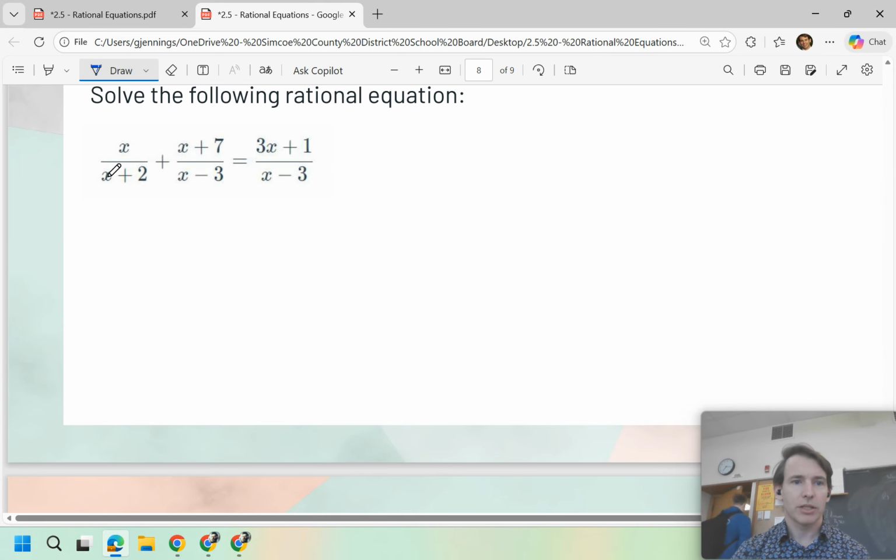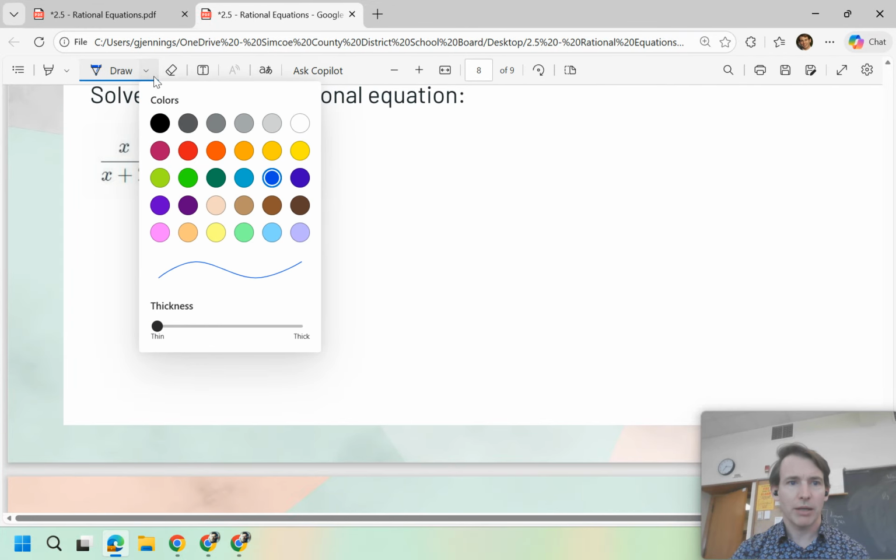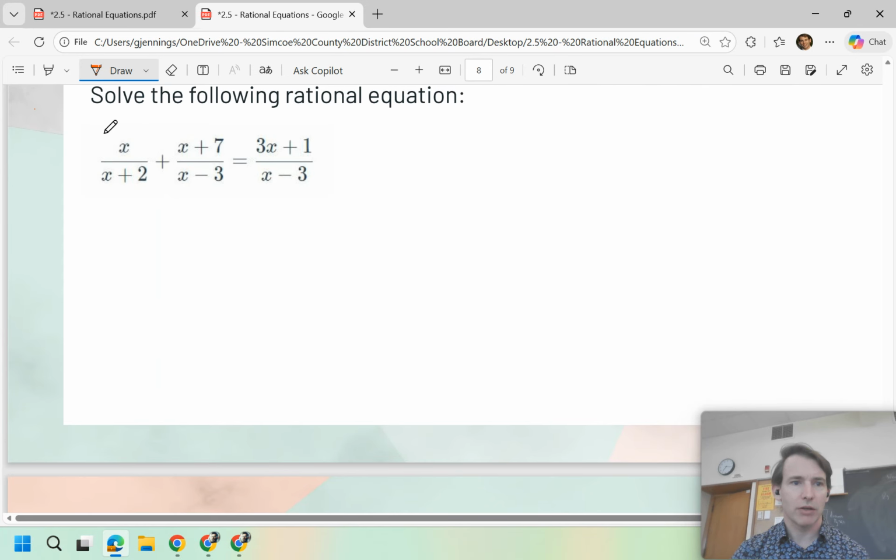Again, I noticed that we're going to need to create a common denominator. I'm going to do it my way. I'll show you what it would look like to solve this problem. I'm going to bracket this whole thing, multiply by x plus 2 times x minus 3. Of course, x cannot equal minus 2 or 3. And then over here, I'm going to have to multiply by the same thing, x plus 2, x minus 3, because I'm just using this multiply both sides by the same thing strategy.